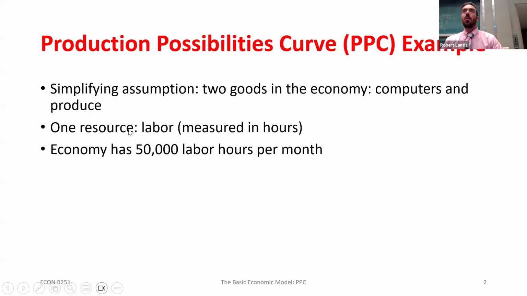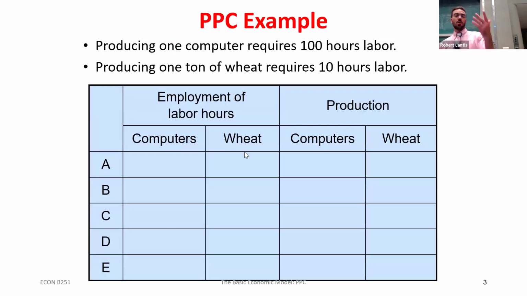Okay. If I've got one resource, and we can complicate this by adding more, but for the sake of this class, we'll stick with just having one resource. And here it's going to be 50,000 labor hours. So in my economy, I've got people living and working, and I can take their labor hours and put them towards either producing computers or producing some type of agricultural product. So I chose wheat here as the agricultural product.